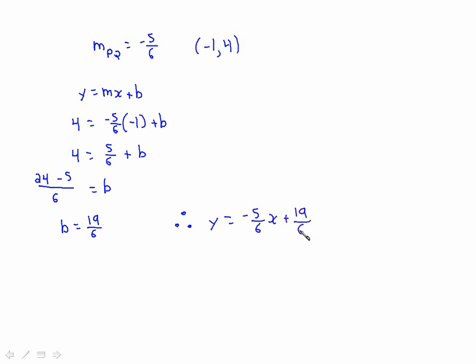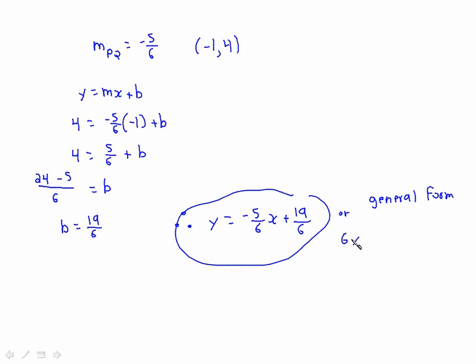Now, if you wanted to put this in the general form, you would then multiply by 6. And there's no compelling reason to do it, except that some textbooks will have it in that form. And if you multiply everything by 6, you'll get 6y is equal to negative 5x plus 19. So when you bring it all over, you'll get 5x plus 6y minus 19 is equal to 0. So that's okay too. I don't care myself, but it's whatever works.